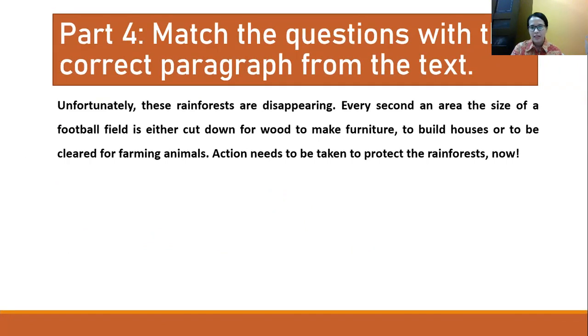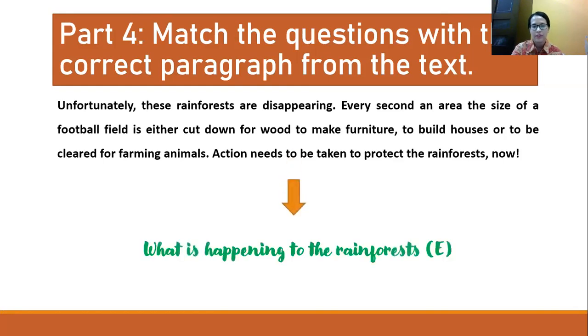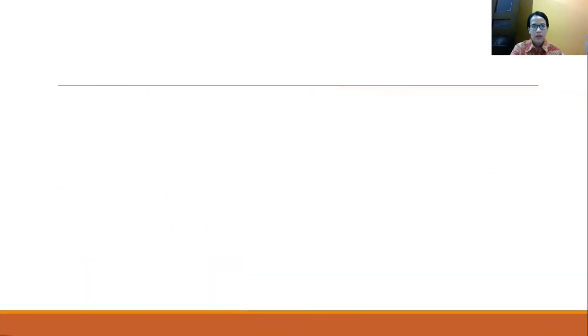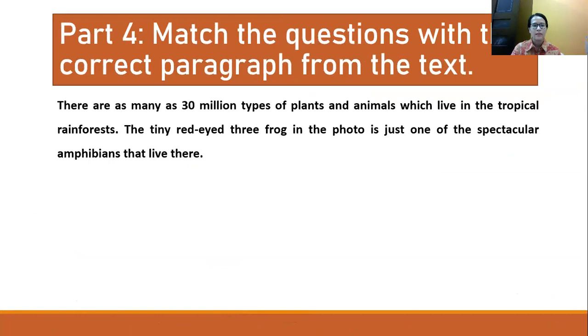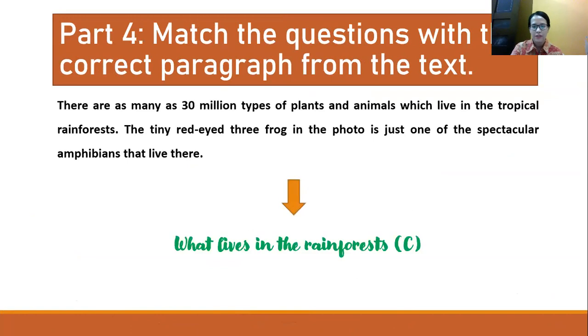Unfortunately, these rainforests are disappearing. Okay, this is talking about the situation of the rainforest now, or maybe it can refer to what is happening to the rainforest. And the last one, there are as many as 30 million types of plants and animals. So it refers to what lives in the rainforest. As I said before, you can find out more about the animals which live in each layer of the rainforest in the activity book.